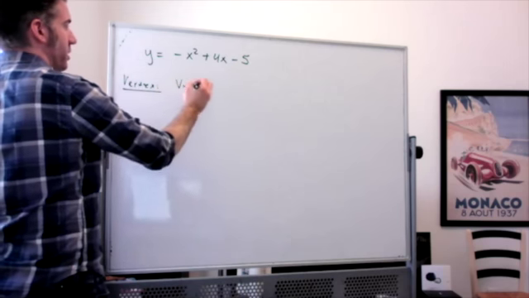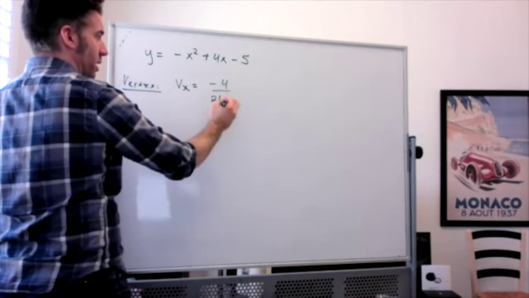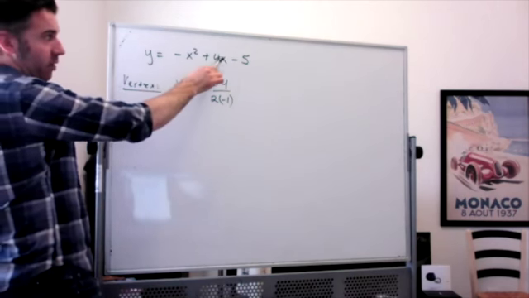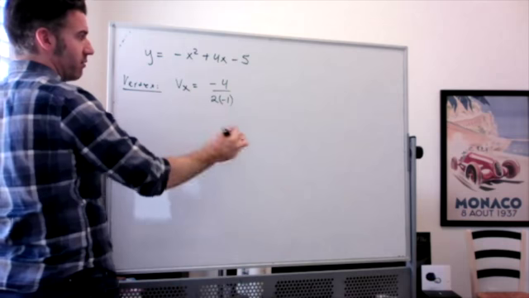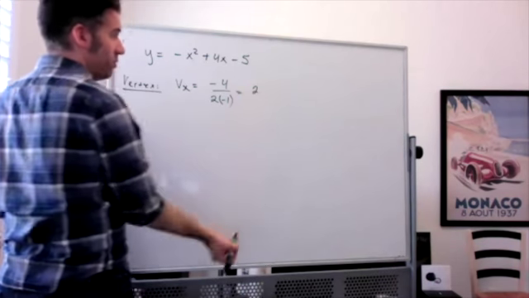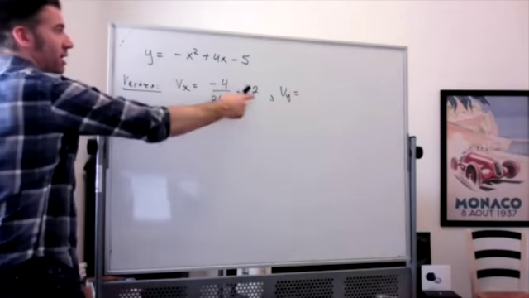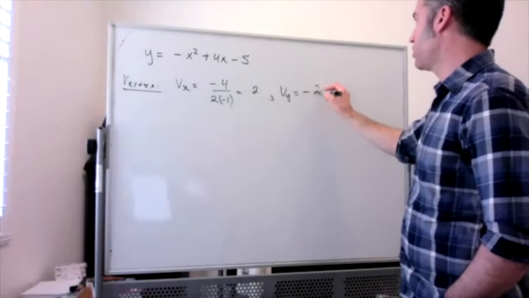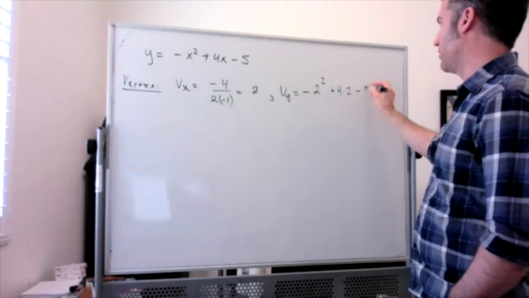So the x coordinate is going to be -b over 2 times a. Right? A is -1, b is +4, c is -5. So you get -4 over 2 times -1. That's going to be a +2. And the y coordinate, I'm going to plug in 2 for x. So be careful here. I'm going to get -2 squared plus 4 times 2 minus 5.